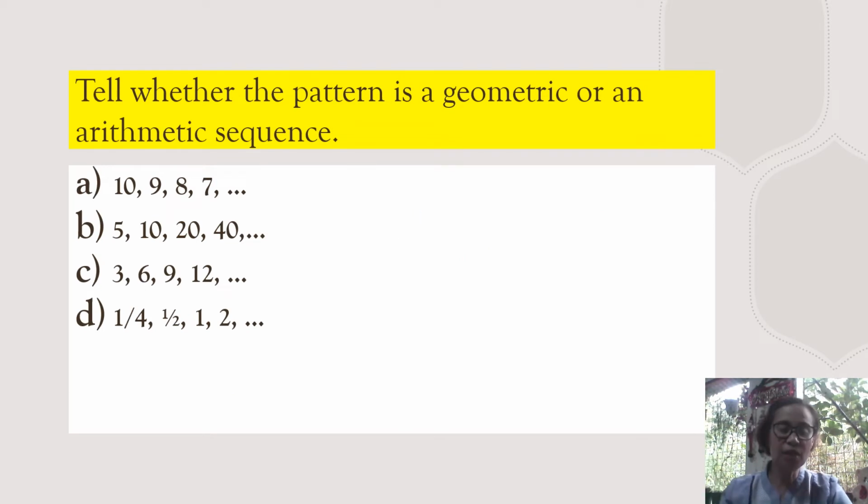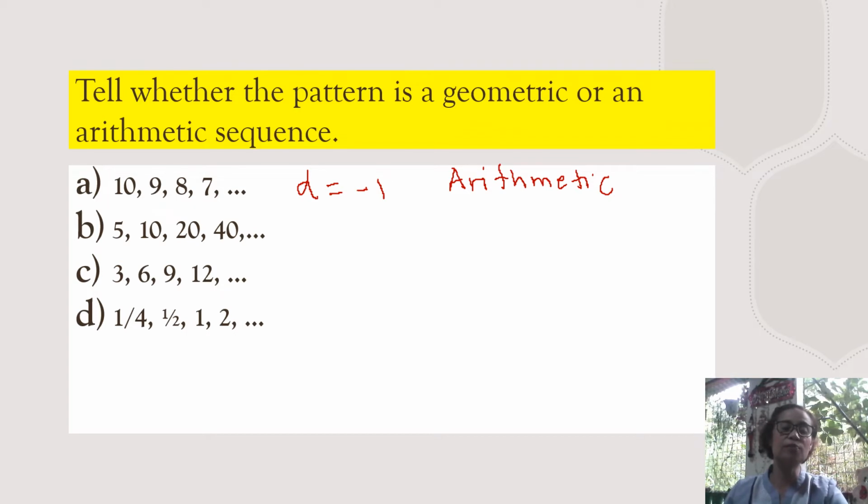Let's now check your understanding, whether you already understood how to differentiate a geometric from an arithmetic sequence. Let's start with letter A: 10, 9, 8, 7. Very good. It only has a common difference, and that difference is that it is decreasing by 1. So this one is not geometric, but it is an arithmetic sequence.